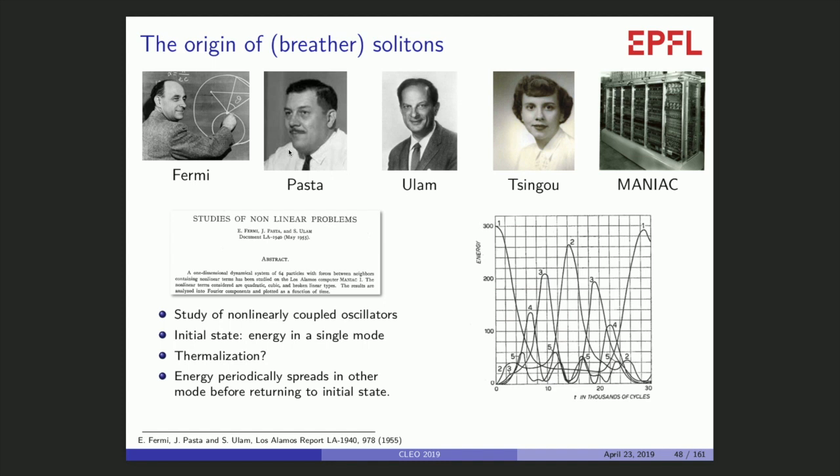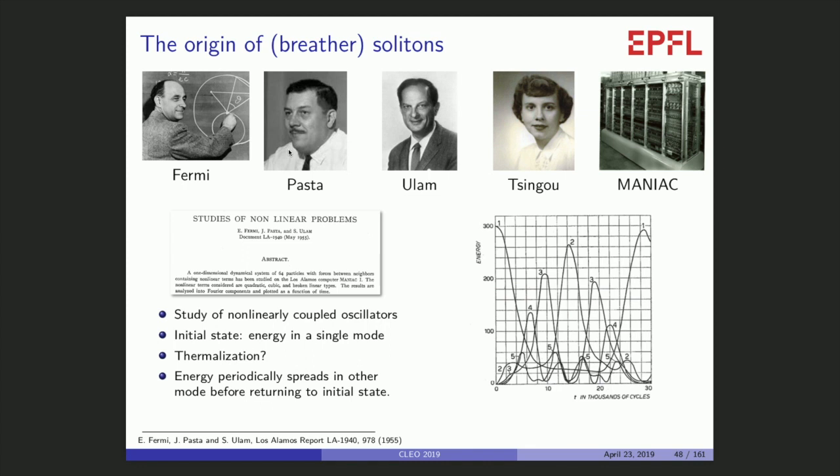The first solitons that were discovered, one important discovery in the context and history of solitons has been the observation in the 50s of the so-called breather soliton. And so what are breather solitons? In the 50s, this was just the time when large-scale numerical computations were getting used, and they were getting used actually for the Manhattan Project for calculating configurations of state space of neutrons.